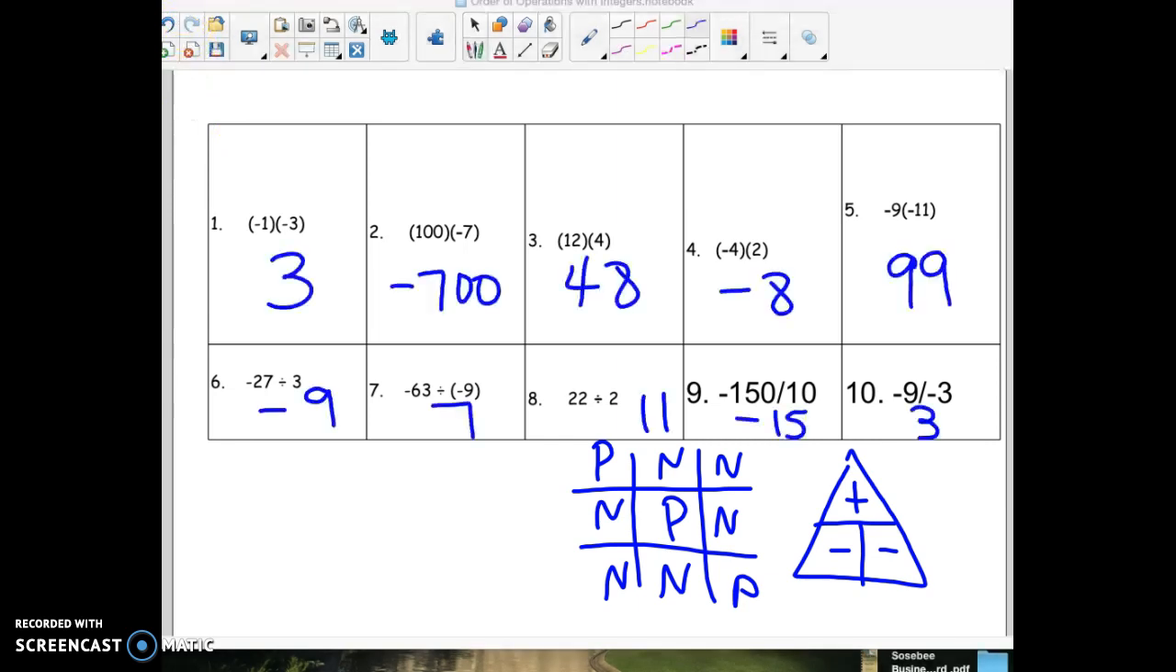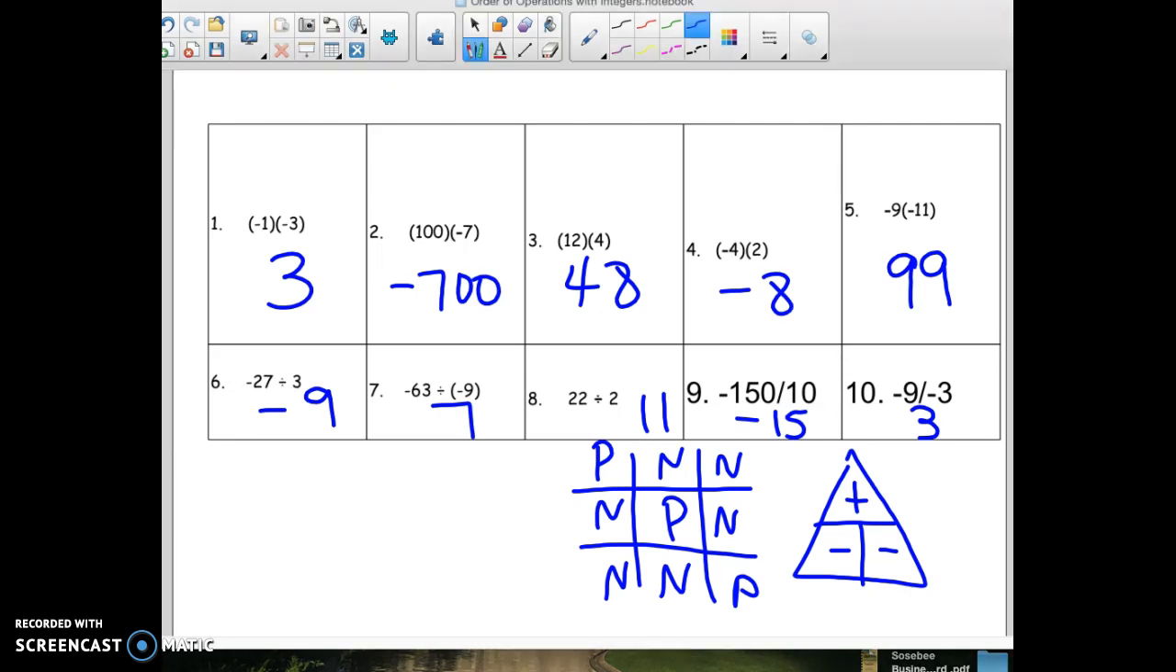Now check in your answers and make sure you got all the numbers right as well as all the signs. Remember, if it's a different sign on your paper than it is on my screen, then you did something wrong, and that's going to be marked as wrong. So make sure you do that correctly.